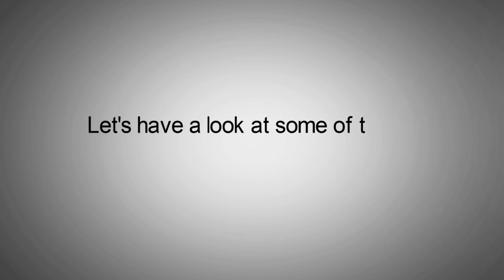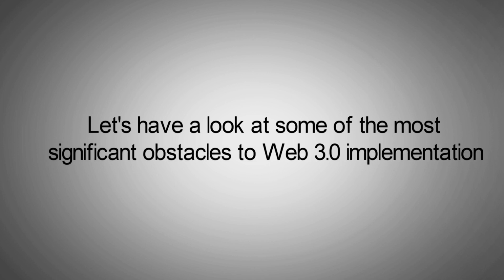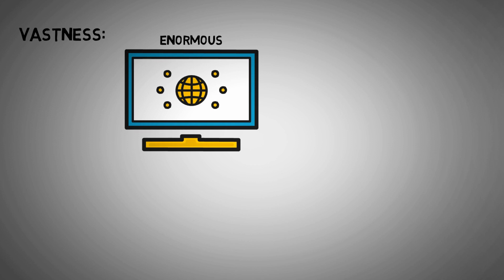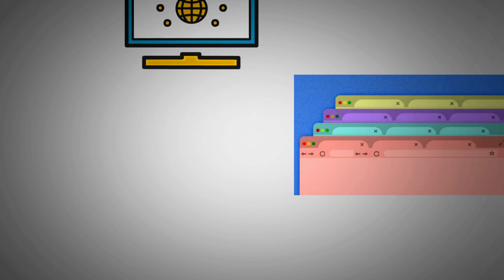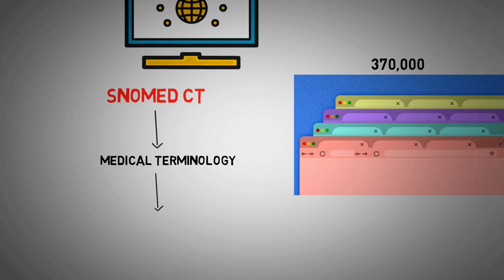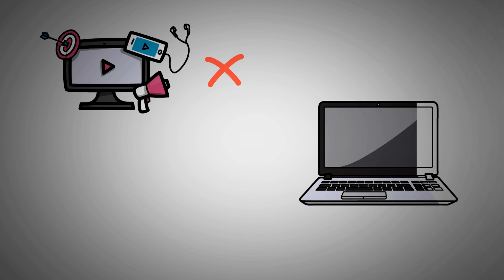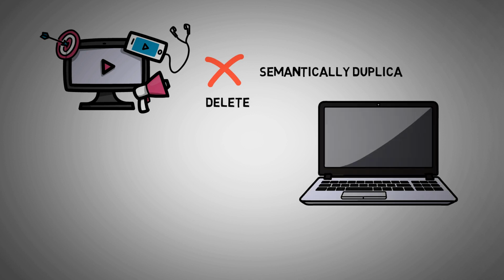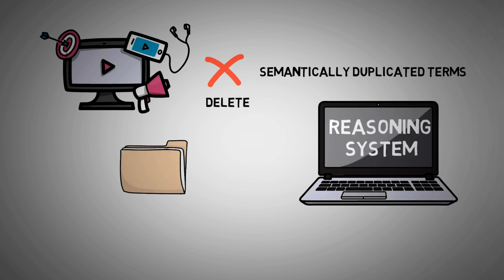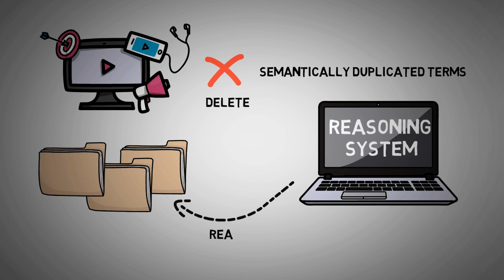Let's look at some of the most significant obstacles to Web 3.0 implementation. Vastness. The internet is enormous. It has billions of pages with 370,000 class names in the SNOMED CT medical terminology ontology alone. And current technology hasn't been able to delete all semantically duplicated items. Any reasoning system that is capable of reading all of this data and comprehending its operation must be able to deal with large amounts of data.